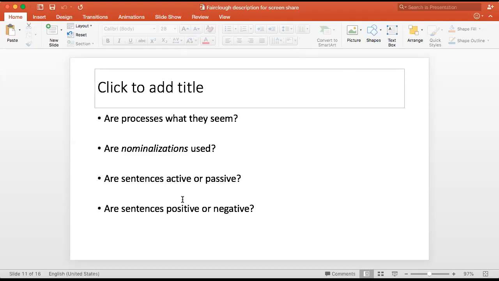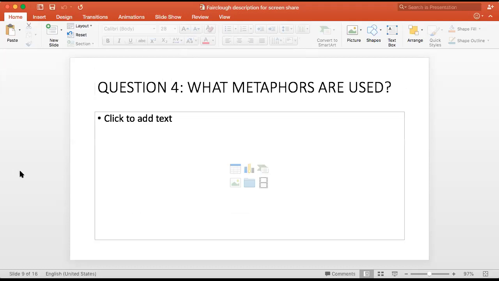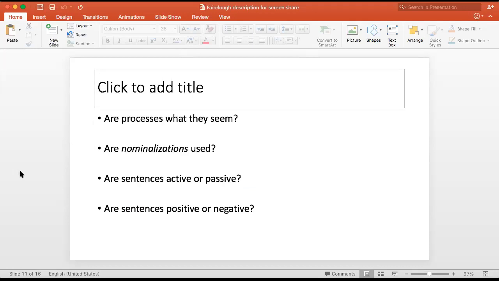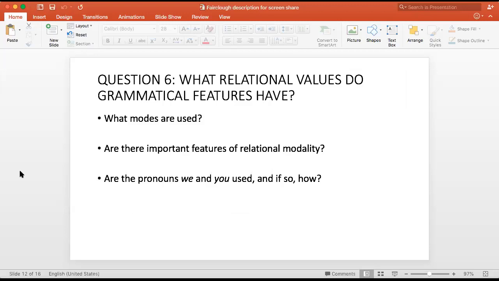So these are some of the sub questions that you answer when you are answering this main question: what experiential value do grammatical features have? We answer all these sub questions as well. Now, talking about what relational value grammatical features have, we need to analyze what modes are used. When we talk about modes, we are talking about what kind of sentences are used. There are three kinds of sentences. Okay, let's check your grammar. What are those three kinds of sentences? Quickly write on your chat, or maybe you can raise your hands also.